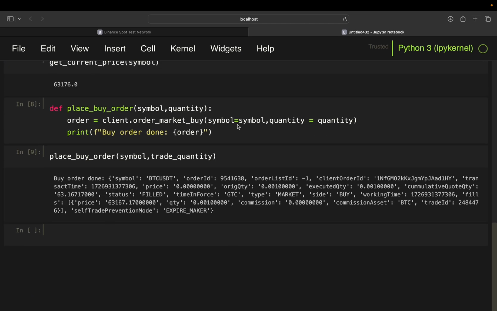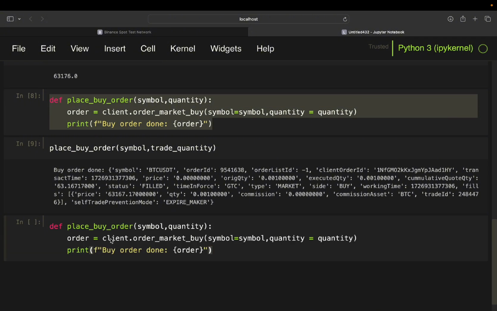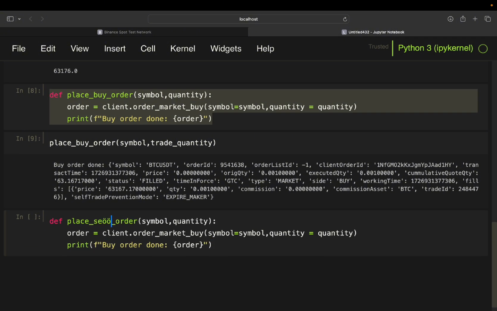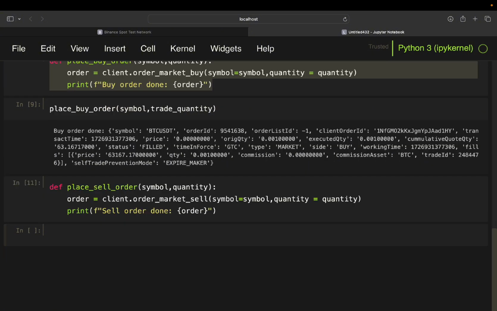Next up, selling order. Just copy paste all that kind of stuff. So place the sell order. Same arguments here, just some slight renamings. So client order market sell, and then sell order done, obviously. So that's already it for defining a selling order. And now, let's just sell whatever we just bought. So Bitcoin, and then again 0.001, and see what we are getting. So let's execute the sell order.